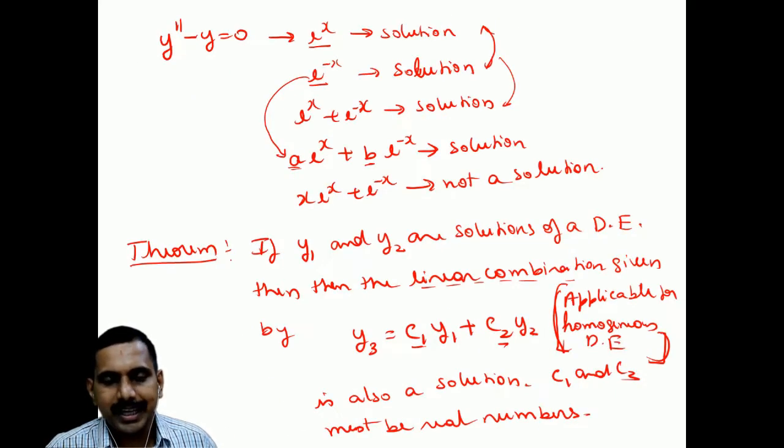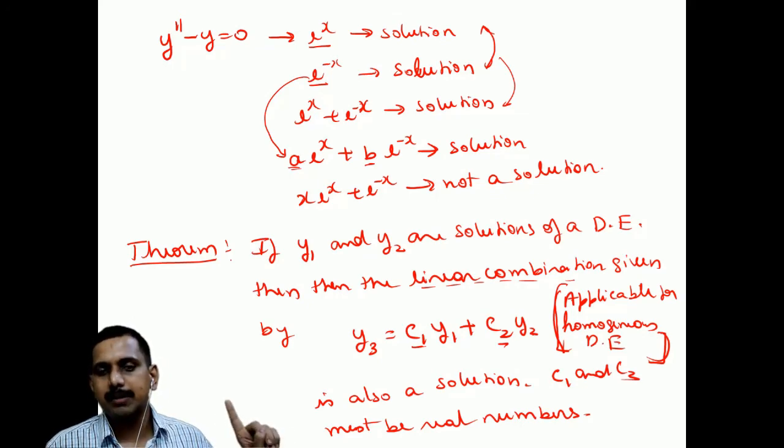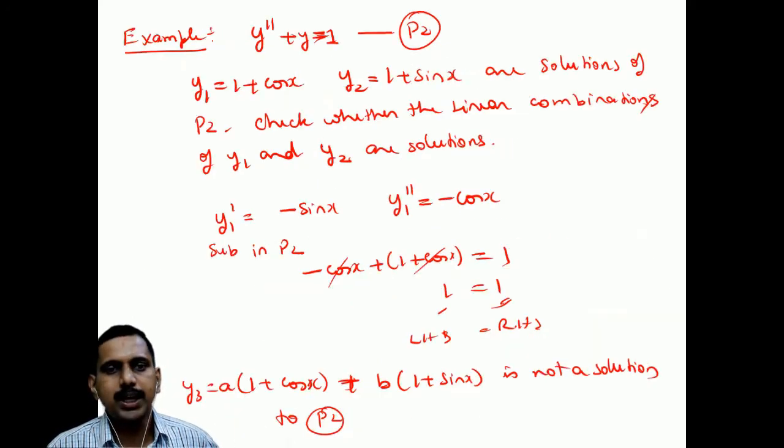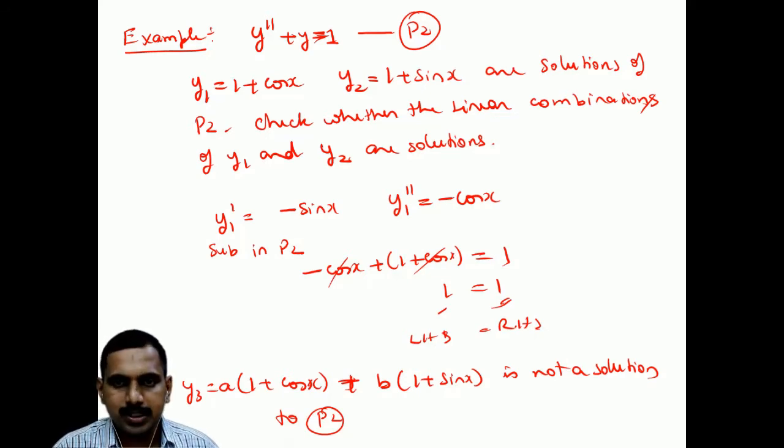Next we summarized: if y1 and y2 are solutions of a differential equation, then the linear combination y3 is equal to c1 y1 plus c2 y2 is also a solution, provided it is a homogeneous differential equation. If it is not homogeneous, this theorem is not applicable. We checked an example where y double dash plus y is equal to 1 was non-homogeneous; y1 is equal to 1 plus cos x and y2 is equal to 1 plus sin x were solutions, but the linear combination was not a solution.